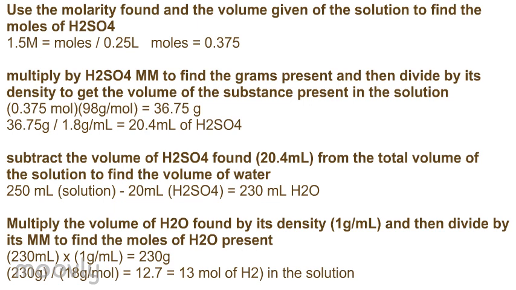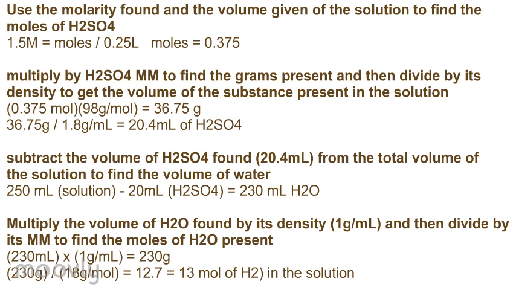So, take the moles you have found, which is 0.375, and multiply it by the molar mass of H2SO4, which is 98 grams per mole, which will equal 36.75 grams. Then, divide 36.75 grams by 1.8 grams per milliliter, and it will equal 20.4 milliliters of H2SO4, which is approximately 20 milliliters. After this, subtract the volume of H2SO4 found, which is 20.4 milliliters, from the total volume of the solution to find the volume of water.